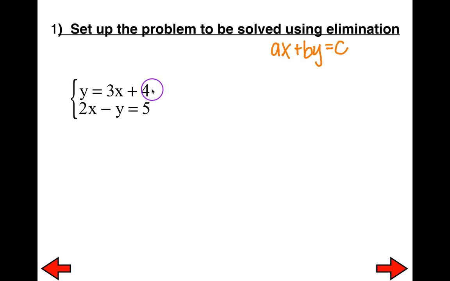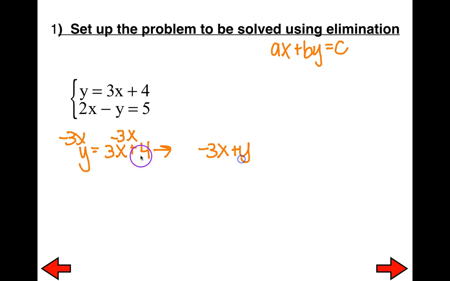So here the first one is not in standard form. So what I'm going to do is move the x over. First I'm going to write it down: y equals 3x plus 4. So I'm going to have to move this over to the left. I'm going to subtract 3x from both sides, which is going to leave me with, and remember you want to keep the x's first, negative 3x plus y equals 4. The second equation is fine, so I'm just going to write it right underneath: 2x minus y equals 5.